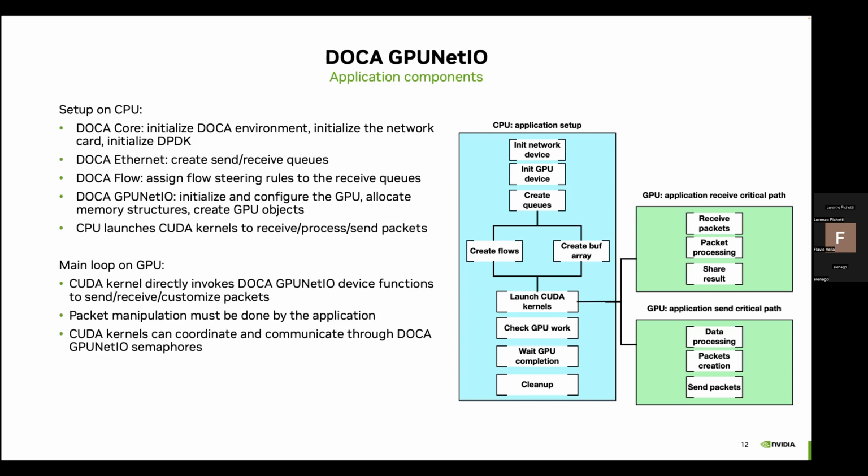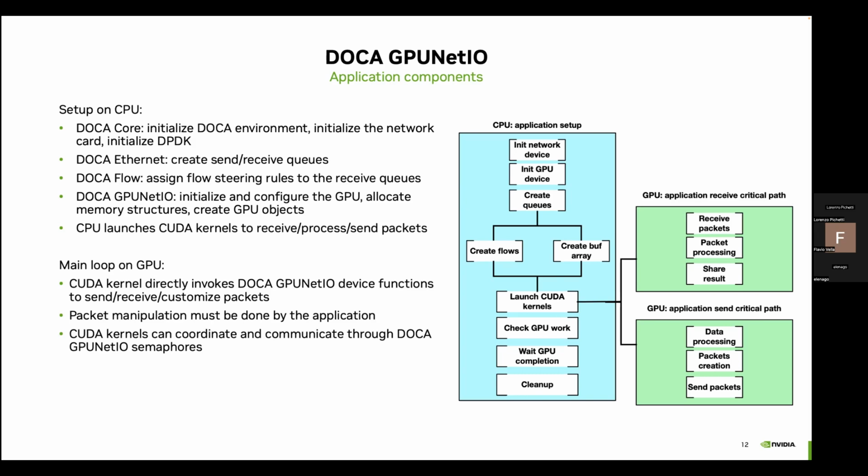The CPU can stay there, do other stuff, check sometimes the work of the GPU, but it's free to do whatever it wants. The main loop, again, happens on the GPU. So you may want to decide to run a kernel for receiving packets and processing them, share the result, share packet information with other CUDA kernels, and so on.